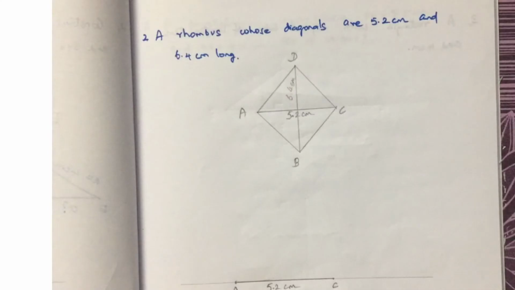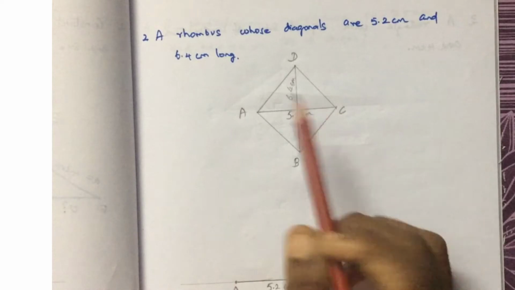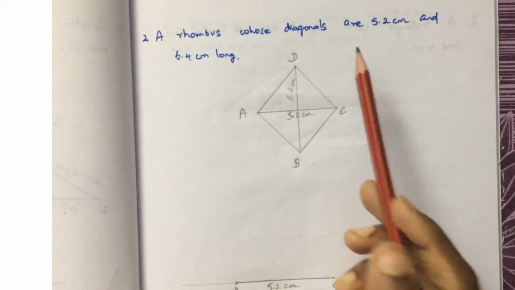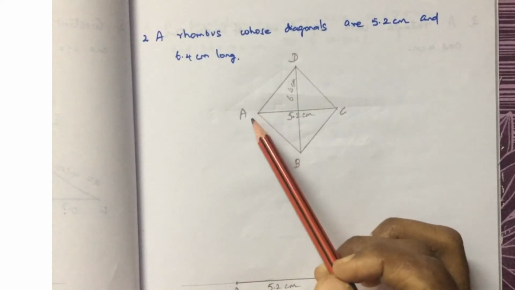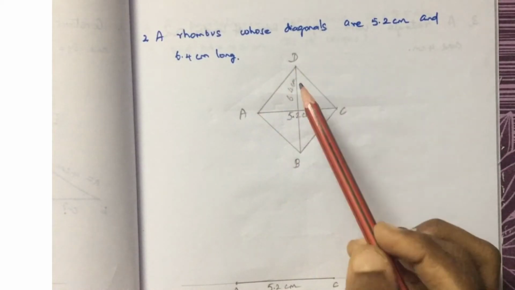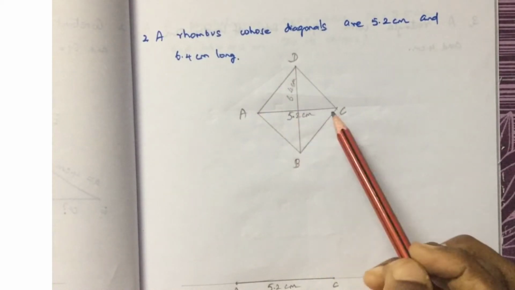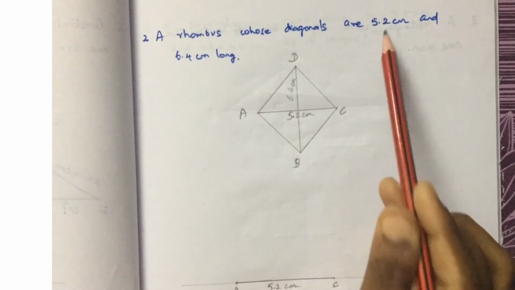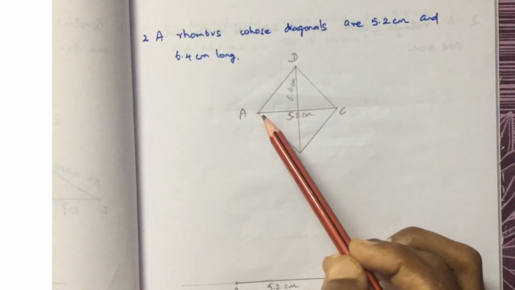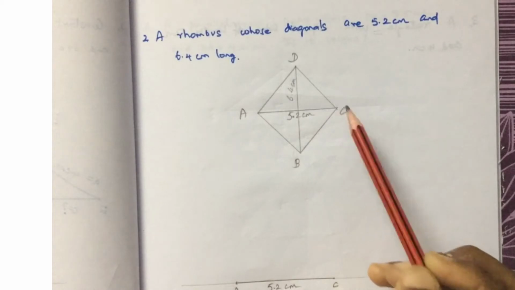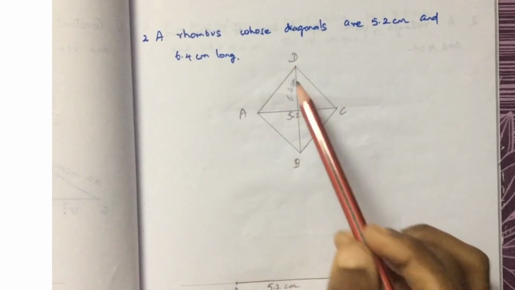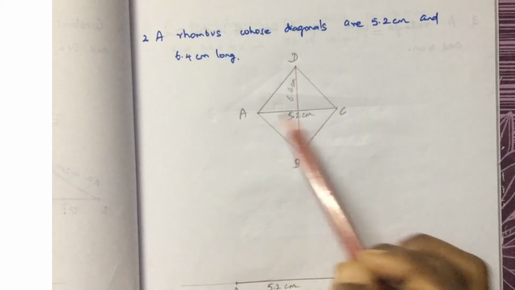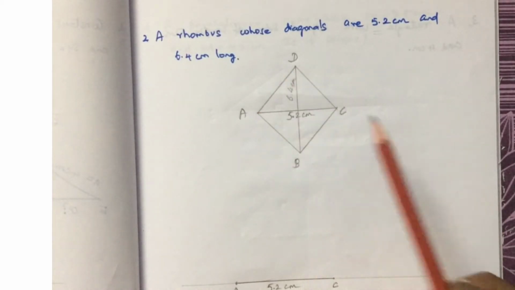The second problem is, you have to construct a rhombus whose diagonals are given. I have marked A, B and C, D. These are the two diagonals. This is a rough diagram. This AC is 5.2 centimeter and this BD is 6.4 centimeters. Only the lengths of these diagonals are given. Now we have to construct this rhombus.